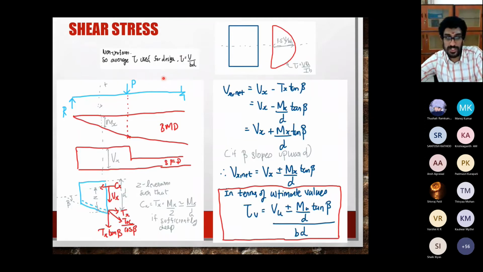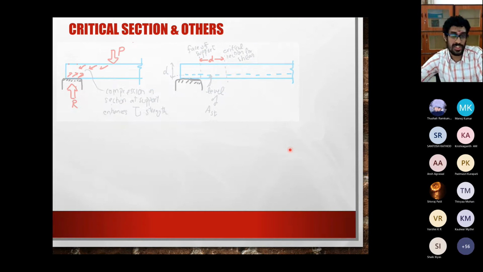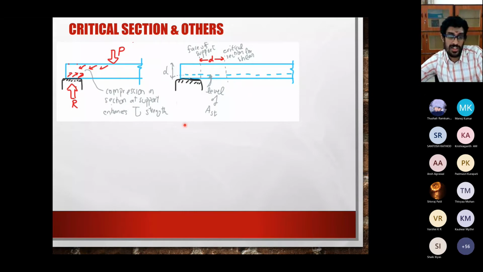Why I showed this is, for a normal rectangular section, you know how to find average shear stress, which is V by bd. If it is tapering, how do you find the shear stress? So this is how you find the shear stress if it is tapering. Okay, so just for that purpose this was shown, nothing else. And now, where do you calculate the shear stress? So moment, everybody knows what to do.